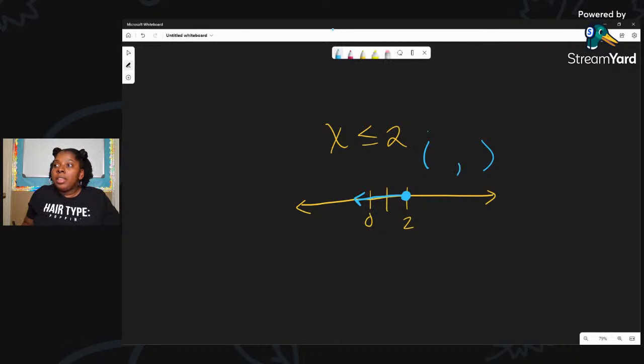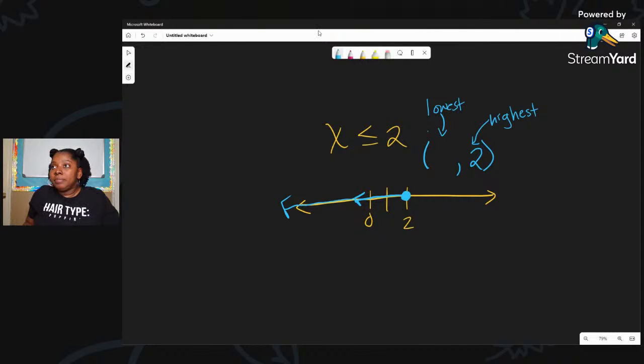x is all the numbers in between something and something else. The first number is always the lowest it can go. The second number is the highest it can be. So if x is everything that's less than 2, including 2, then the highest number it can be is 2. What's the lowest number it can be? Well, it goes on forever and ever, just like before.